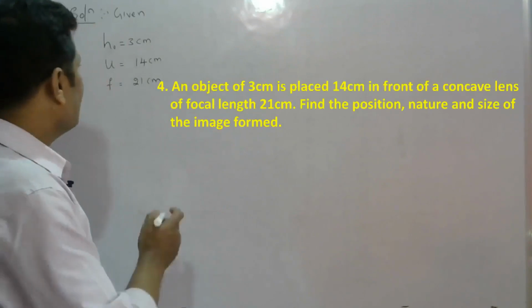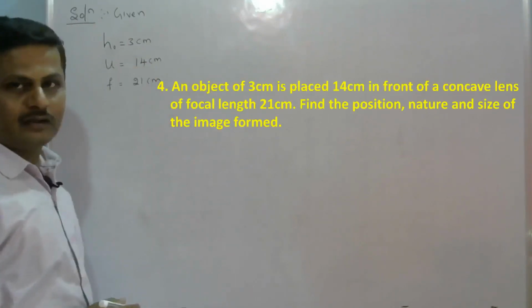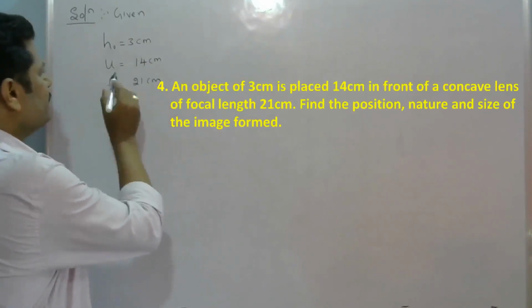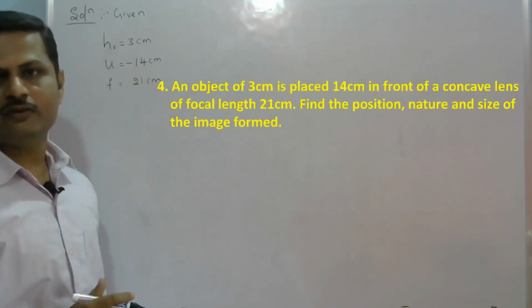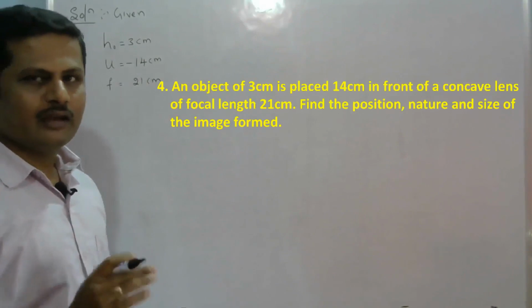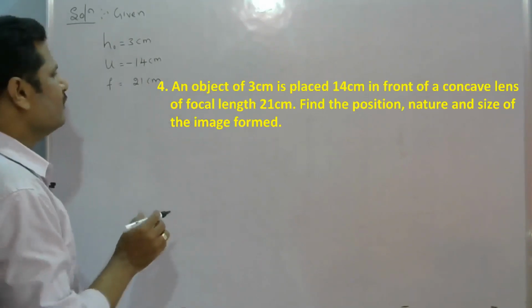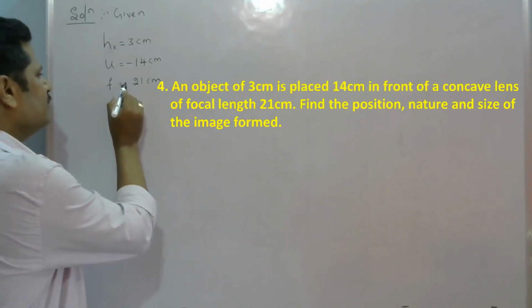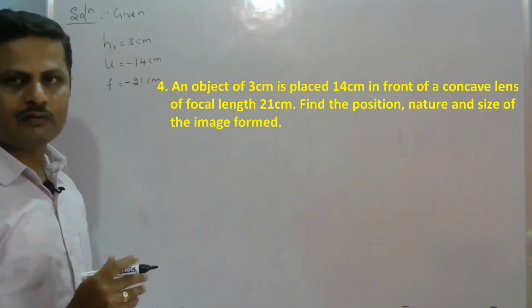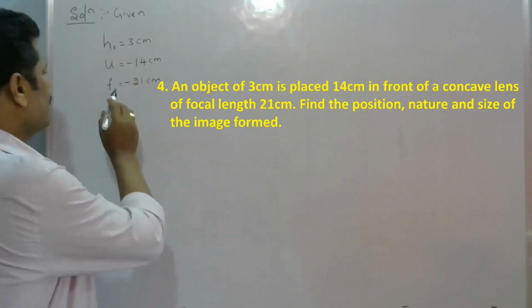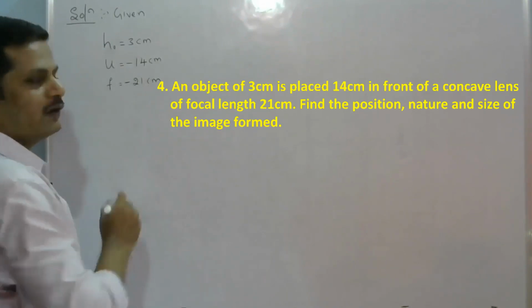In this problem, the height of the object is 3 centimeter. Then the object distance is 14 centimeter, that is, it should be taken as negative, because according to Cartesian sign conventions, the object distance should be negative. And it is a concave lens. For that reason, the focal length should be taken as negative. The focal length of the concave lens is negative, so we have to consider minus 21 centimeter.